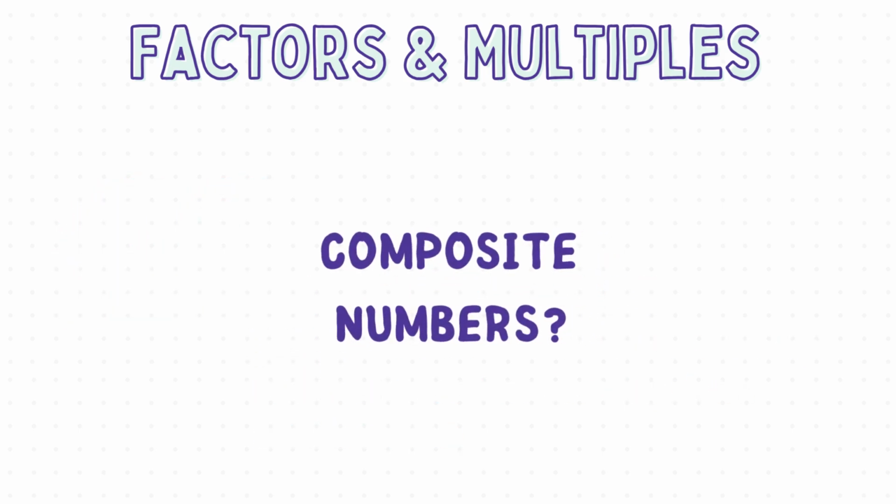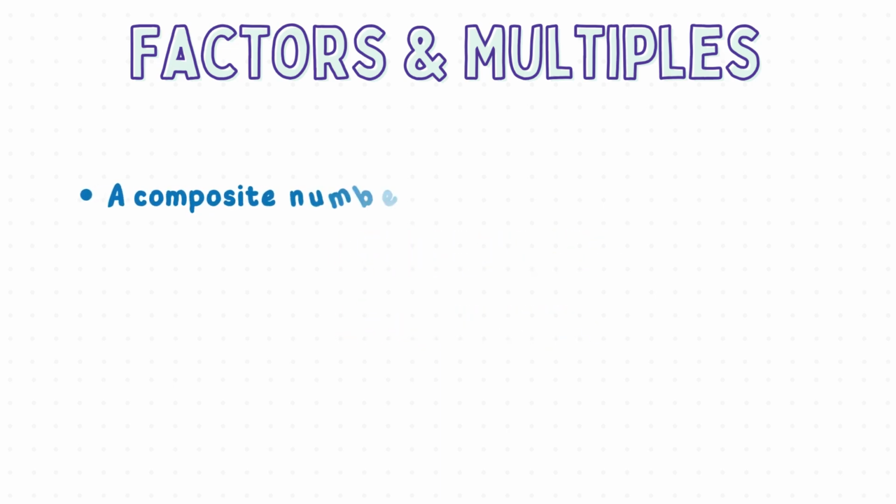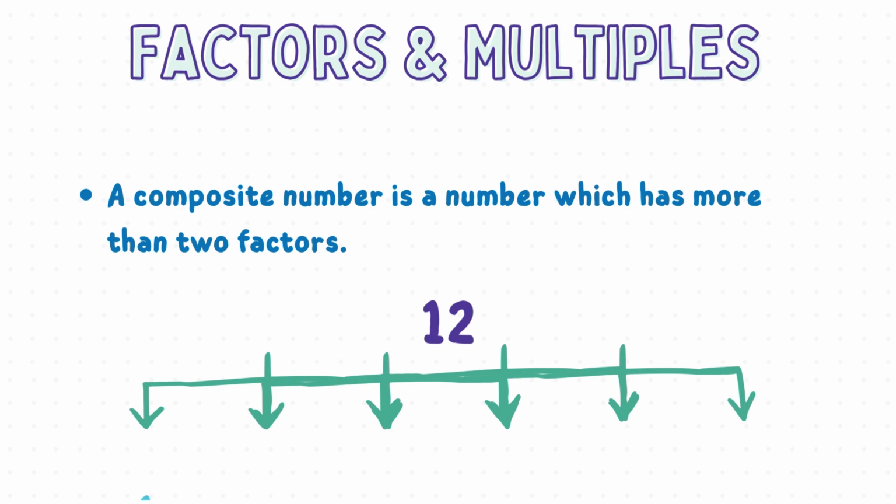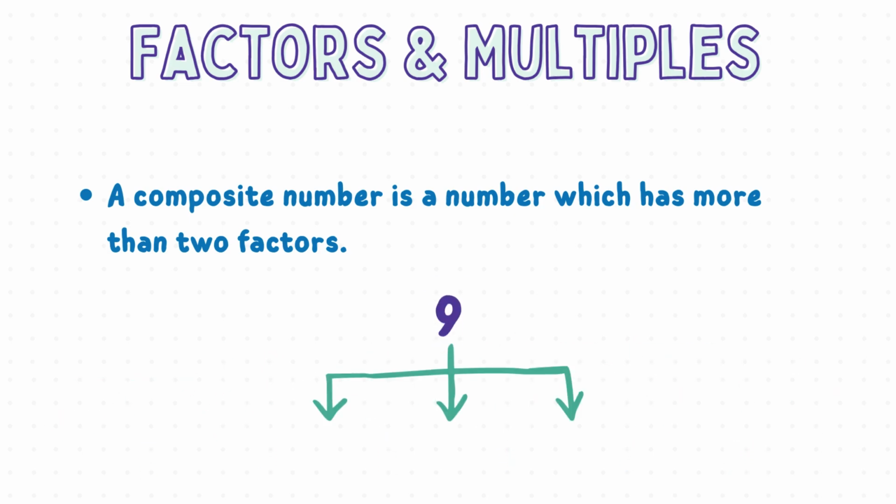Now, what about composite numbers? A composite number is just a number that has more than 2 factors. Take 12 for example. It has 1, 2, 3, 4, 6, and 12 as factors. That's more than 2. So 12 is composite. Let's try another example. Is 9 a prime? Nope. It has 1, 3, and 9 as its factors. So it's composite. What about 7? Only 1 and 7 are the factors of 7.